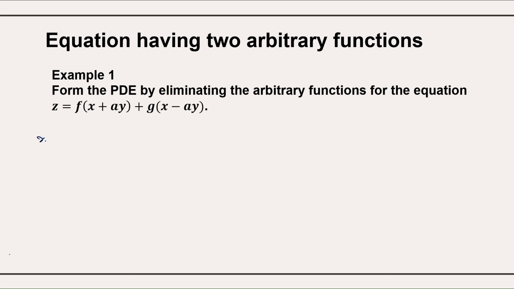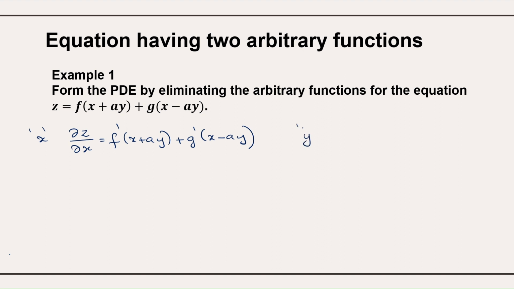So now let us start as usual by differentiating partially with respect to x. This gives you dou z by dou x, which is equal to f dash of (x plus ay) plus g dash of (x minus ay). Okay, so while differentiating x plus ay, since we are doing it with respect to x, the coefficient of x is 1, so into 1 we will have this, so this is the differentiation.